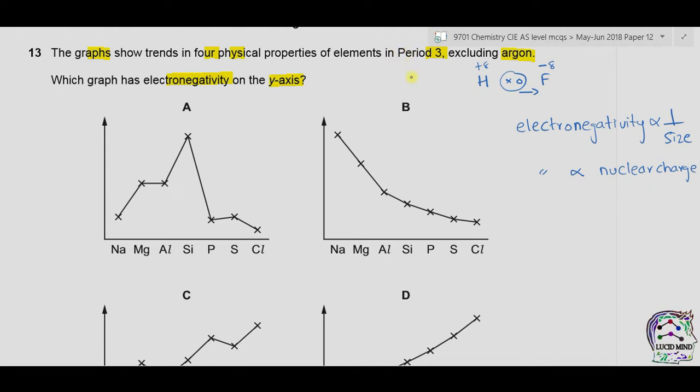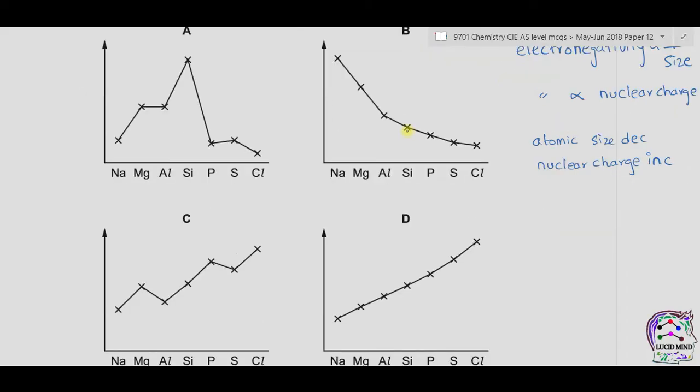So along the period, in period 3, the atomic size decreases. So therefore electronegativity will increase. The nuclear charge increases as the number of protons in the nucleus increase, so therefore electronegativity will also increase. So the only graph that represents the increase in electronegativity is D. As we can see, the electronegativity of sodium is lower than magnesium, than aluminum. It is increasing as we are moving along the period. The answer is therefore D.